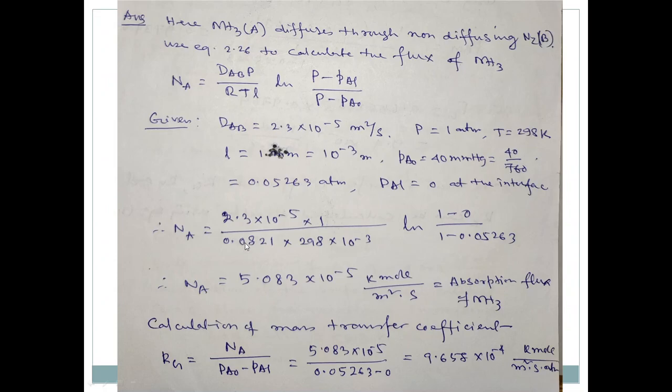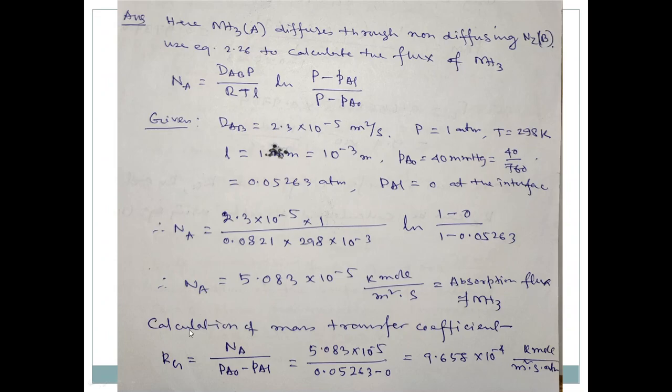So the unit of R is meter cube atmosphere per kilomole degree Kelvin. You have to deal with this unit carefully, and I'm telling you repeatedly, be careful about the value of R. If it is in bar, then the value will come as 0.083. We discussed that. So NA equals 5.083 into 10 to the power minus 5 kilomole per meter square second. That is the absorption flux of ammonia.